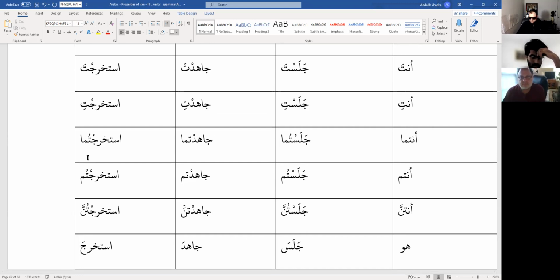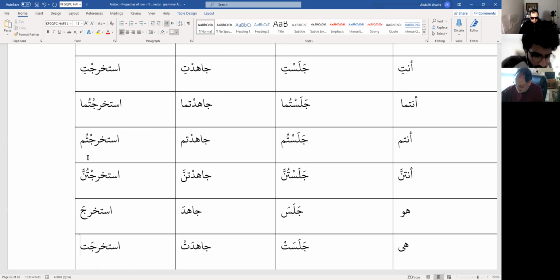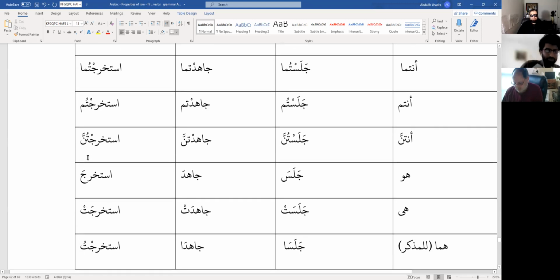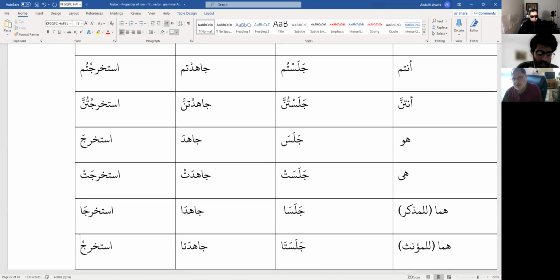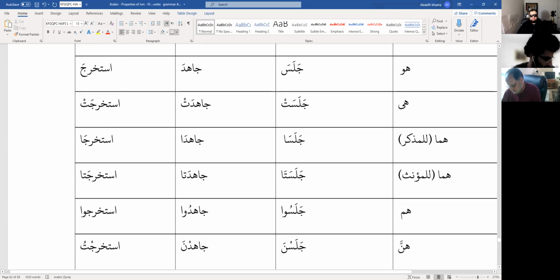Huwa istakhraja. Hiya istakhrajat. Aywa. We just add ta of the femininity. Huma istakhraja, for the males. Then for the females, istakhrajata. Yeah. Hum. Istakhraju. Aywa. What do we add? We just add waw of the plural with alif tafriq. Okay.